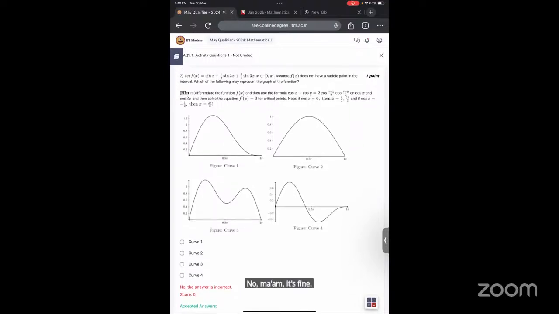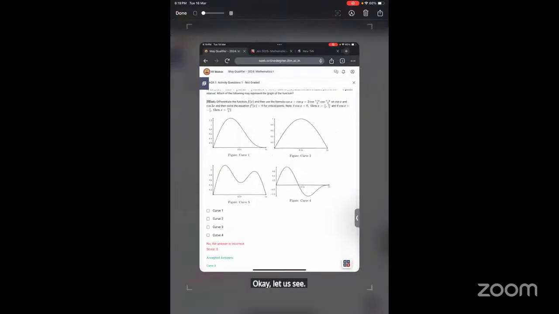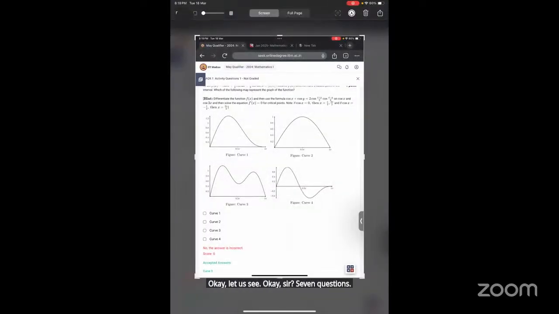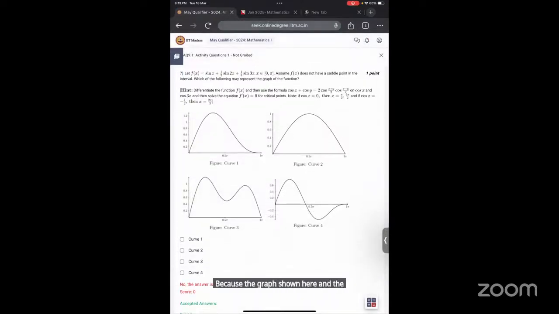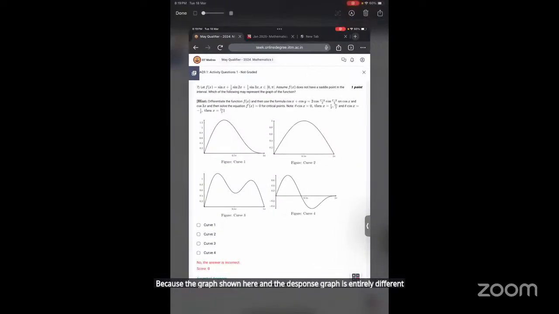Okay, let us see what is the 7th question. Because the graph shown here and the Desmos graph are entirely different. Okay.